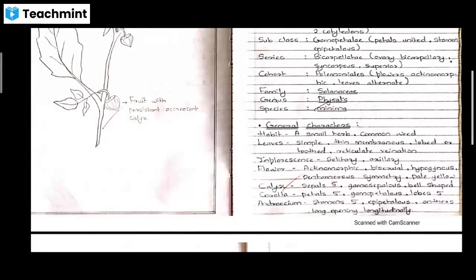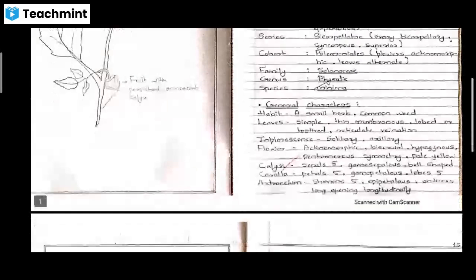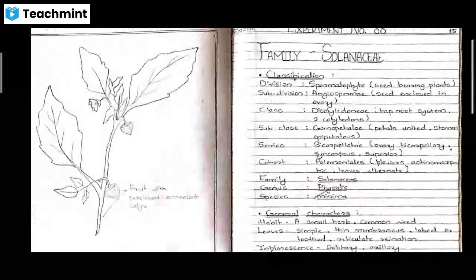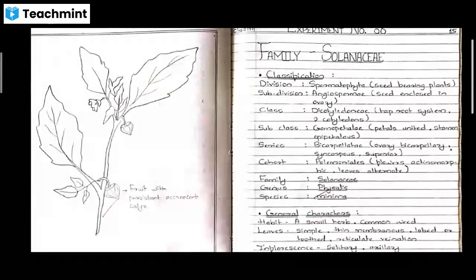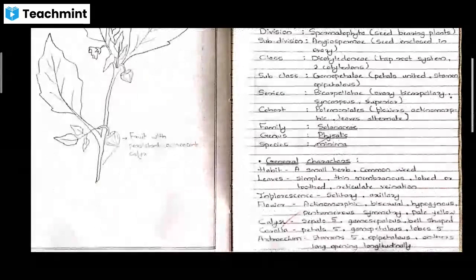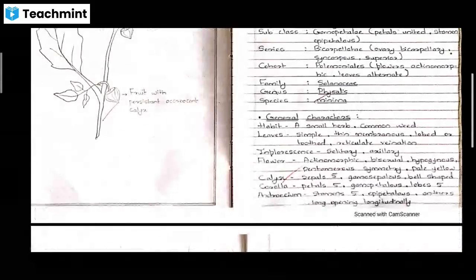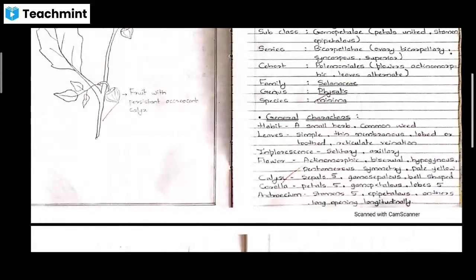So here the inflorescence is solitary and axillary. So at the leaf axil these flowers will be produced and they are singly present. So it is solitary. Then flowers are actinomorphic. They are divided symmetrically. Then it is bisexual, that is, male and female reproductive organs are present in single flowers. Then it is hypogynous, pentamerous structure, that is, they are divided into five parts. That's why it is pentamerous symmetry.